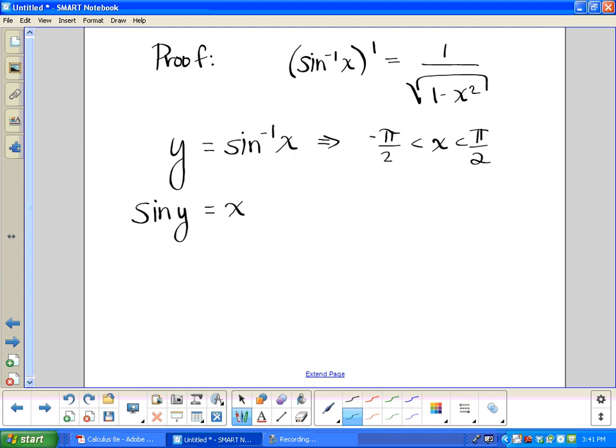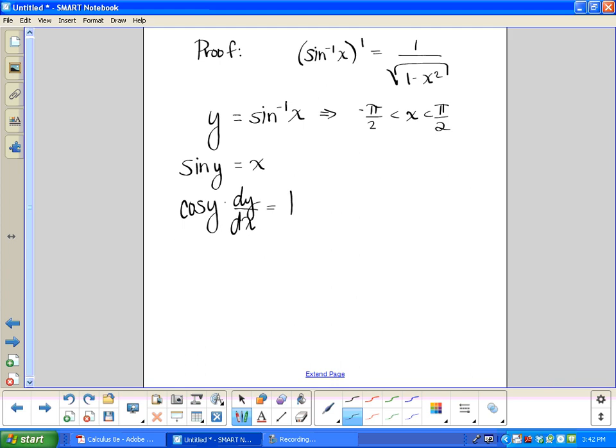So now I have a function with both a y and an x. So I think I can differentiate this using implicit differentiation. I know the derivative of sine is cosine, and then I'm going to multiply by the derivative of the inside, that's dy dx. And then I know the derivative of x, since I've taken the derivative with respect to x, is just going to be 1. So now I want to solve for dy dx. That's what I'm trying to find here. So I get that dy dx is equal to 1 over cosine y.